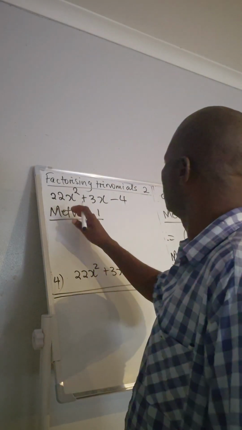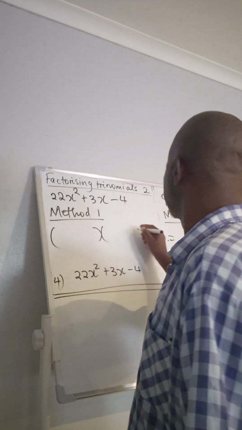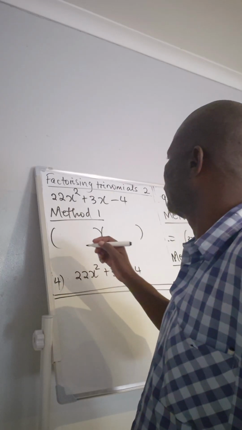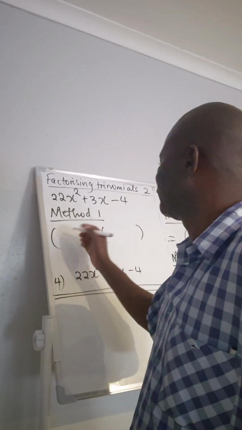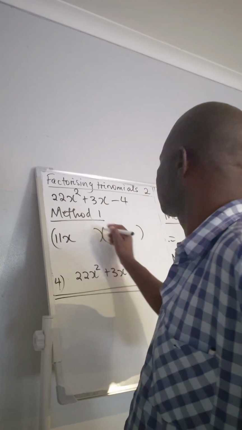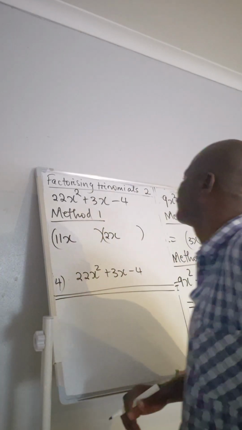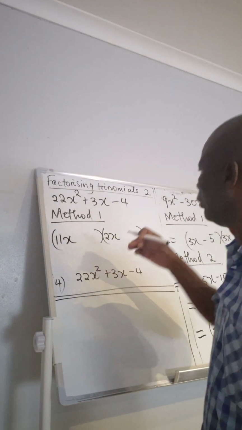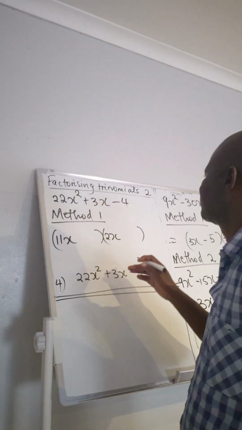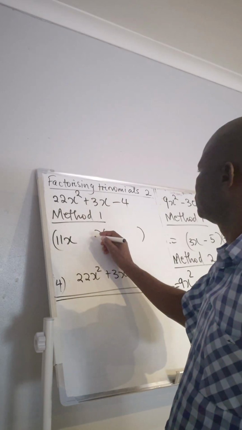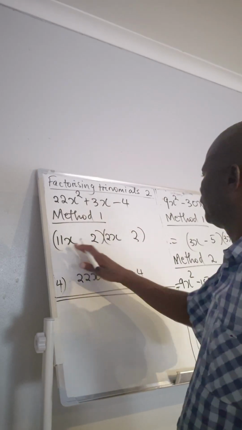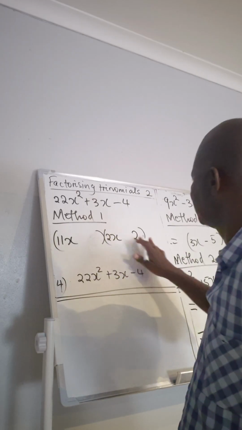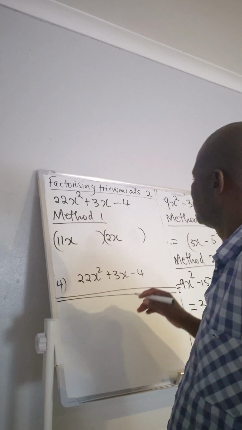Right, method 1. Like what we've done before, trial and error. Break 22x squared. You can break this one into 22 is 11 times 2. So 11x, then 2x. Then you break minus 4 into its factors in such a way that when you expand it, you will get a plus 3 as the middle term. So you can put a 2 there, a 2 there. 11x times 2, 22. These two will not work. I've already seen them. They will not work.